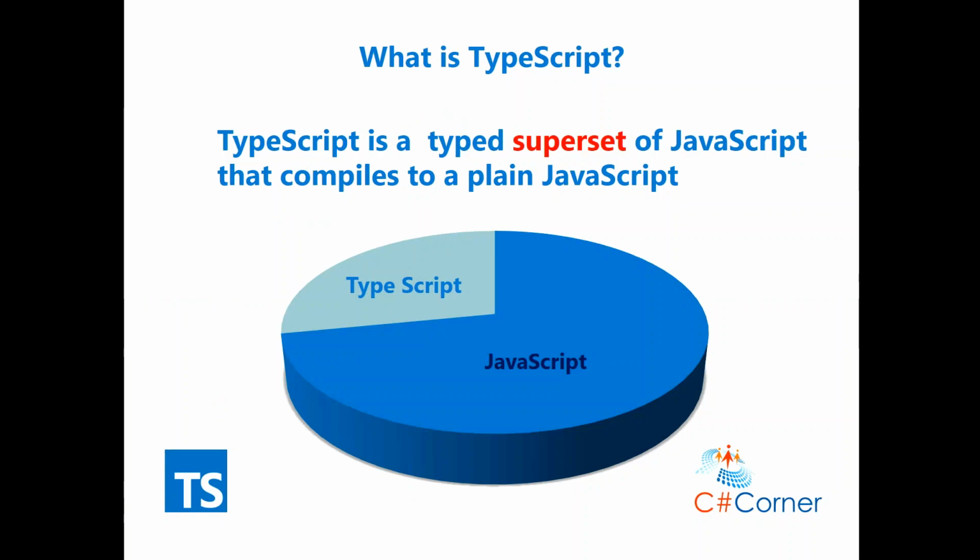So if you browse and find the definition of TypeScript on any website, you can find this definition: TypeScript is a typed superset of JavaScript that compiles to plain JavaScript. What does this mean? First of all, what does superset mean? Think about the general meaning of superset. Superset means a set which includes another set. In our case, it means a set of JavaScript features plus some additional features. That is TypeScript: JavaScript features plus additional features.